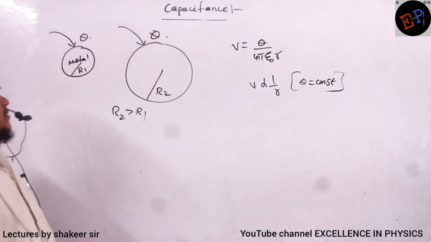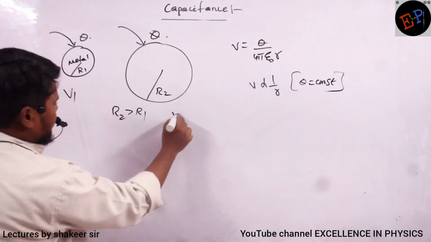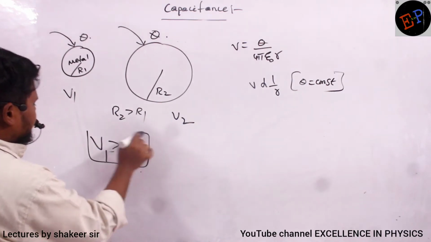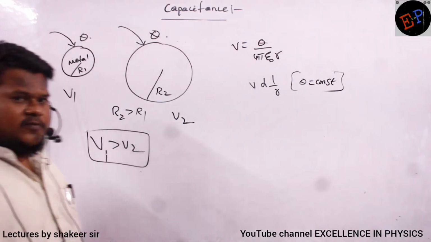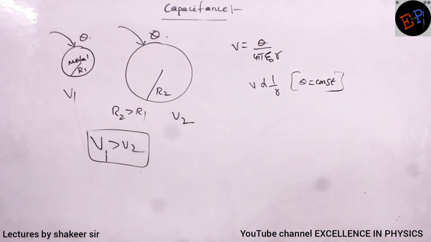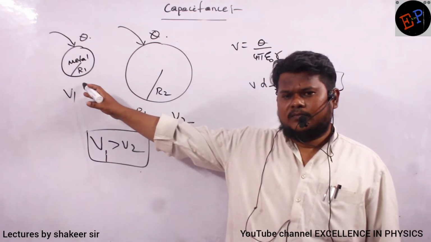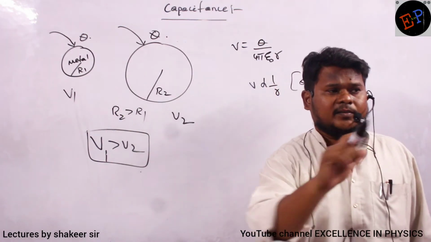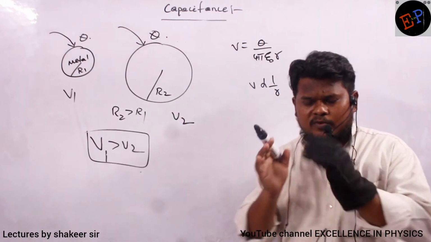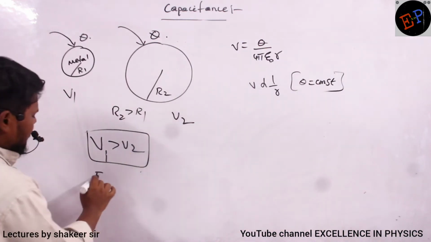Therefore, on both of them, if V1 potential develops here and V2 potential develops here, definitely I can say V1 is greater than V2. Why is V1 greater? Because the radius is smaller. Radius is smaller, so the potential developed will be greater. On this one a large potential develops, and on this one a very small amount of potential will develop. If potential is greater, definitely the field also will be greater.